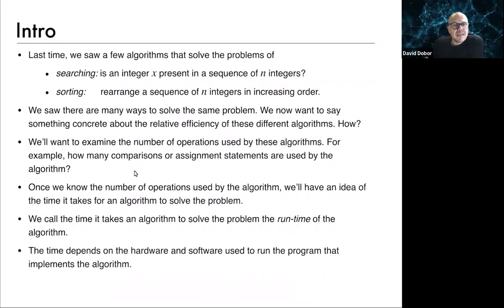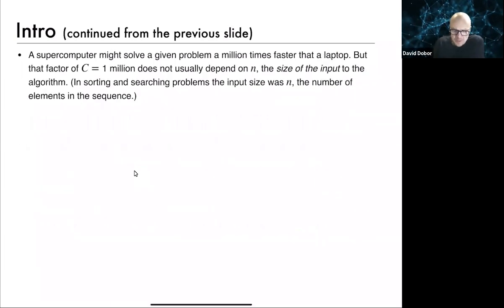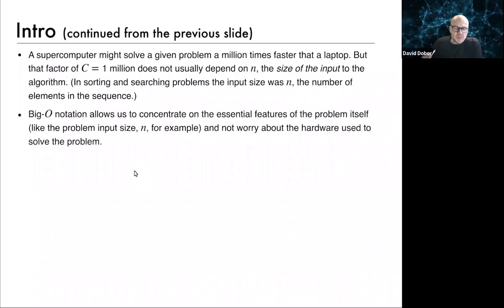Okay, so again, that runtime, the clock time, depends on the hardware and software being used. So Alice's machine is 1 million times faster. It will complete much faster. Now, here's what big O notation is all about. The purpose of big O is to abstract away from all those hardware and software considerations, the environment that's used to run a particular algorithm.